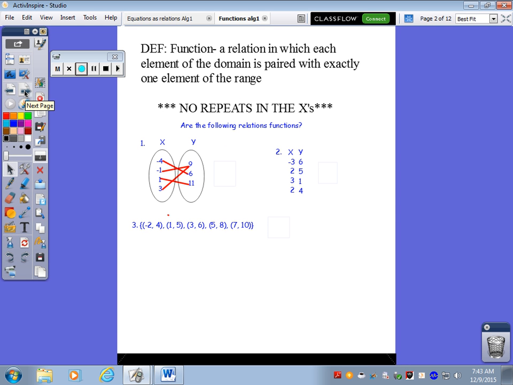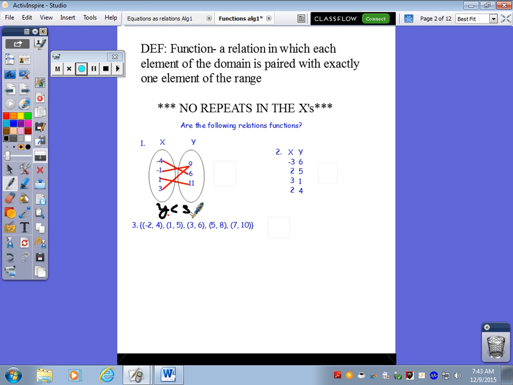Okay, a function is a relation in which each element of the domain is paired with exactly one element of the range. That means there's no repeats in the x's. This should remind you of the song, every x is unique. So are the following functions? -1, 9, 3, 9. It's okay if they share a y, but they can't share an x. So this is a yes.